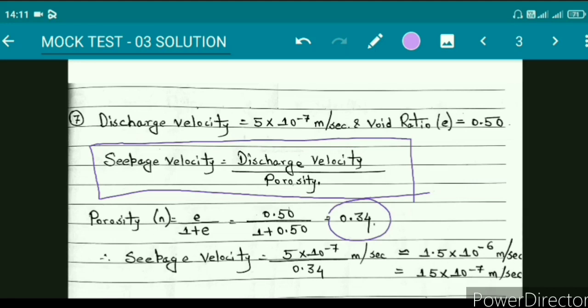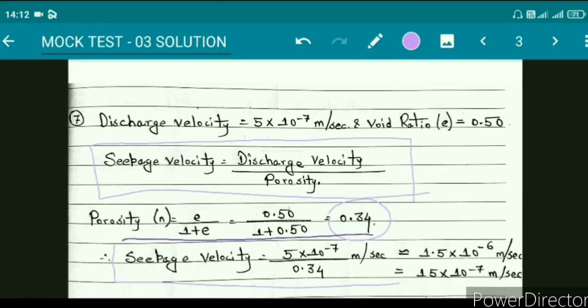Now the discharge velocity is already given there, and we already got the porosity value. So by putting them in this formula, we will easily get the value of seepage velocity, which is 1.5 into 10 to the power minus 6 meter per second, or 15 into 10 to the power minus 7 meter per second.